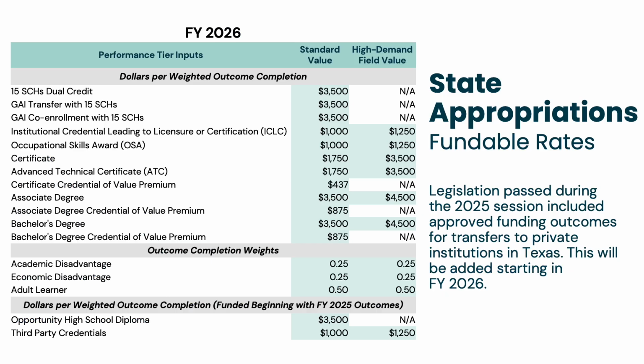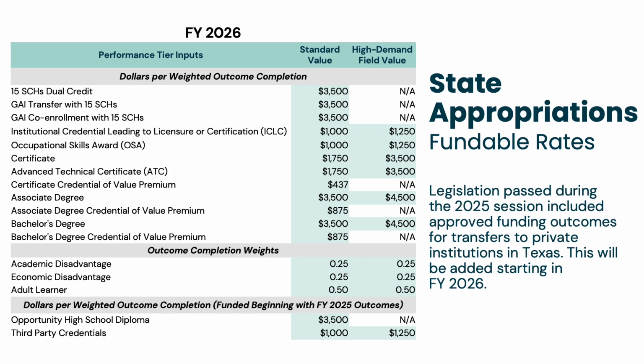So just looking at the performance tier inputs, just to give you a rundown. These are the state appropriations, the fundable rates for each of the performance metrics that we have. So you can see, you go down the line, you've got dual credit, transfer, you've got your different credentials. So ICLCs, OSAs, those are very short term, right? These are like 9, 14-hour credentials that are upskilling students, getting them a higher wage job.